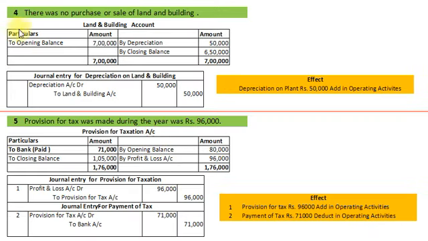Now we will solve adjustment number 4 and adjustment number 5. Adjustment number 4: there was no purchase or sale of land and building. It means if there is any difference, it will be only depreciation.